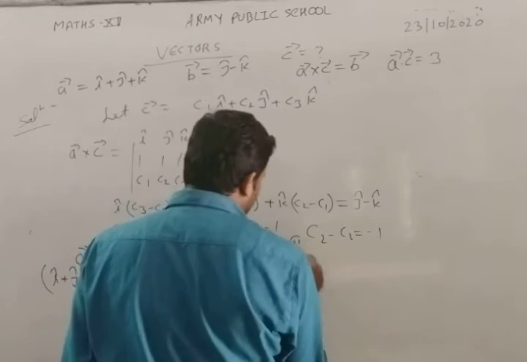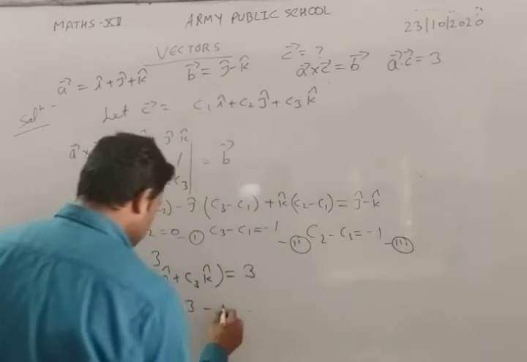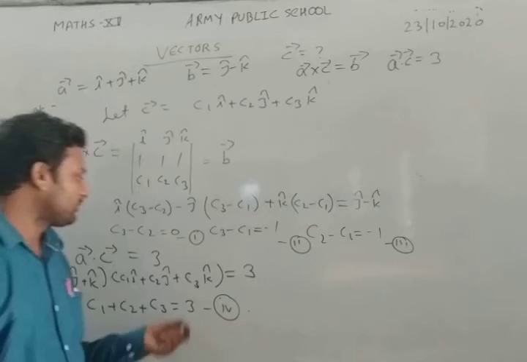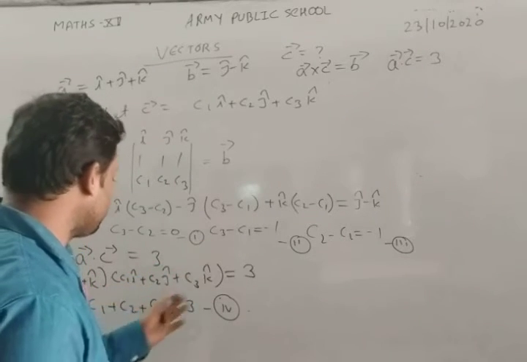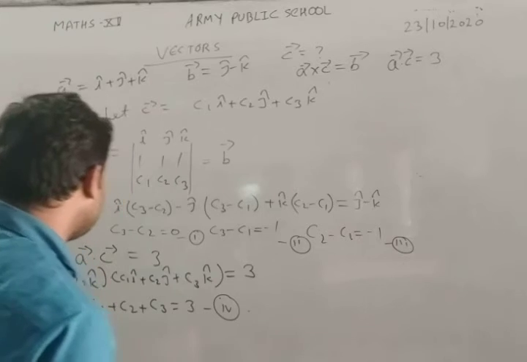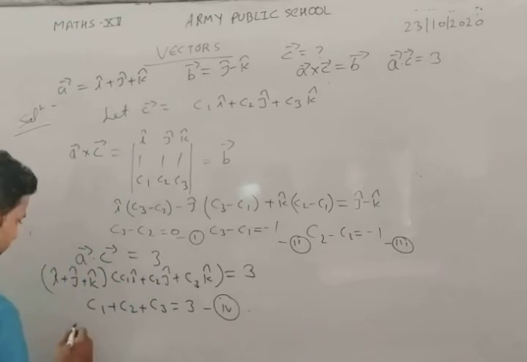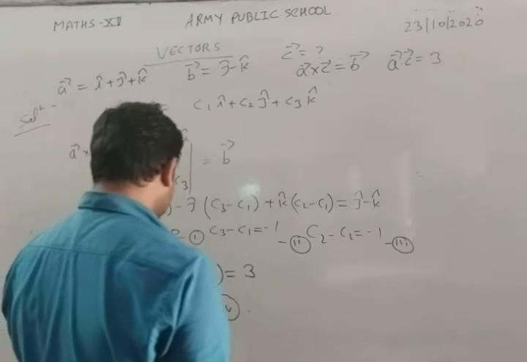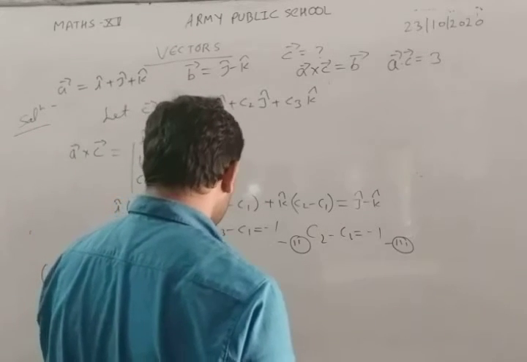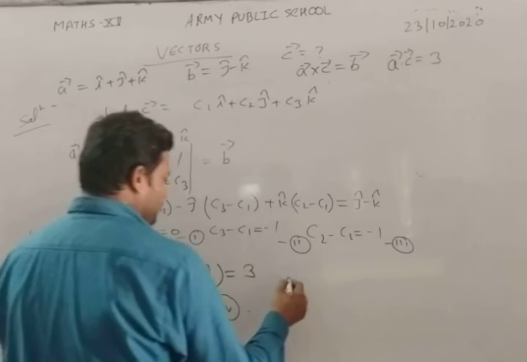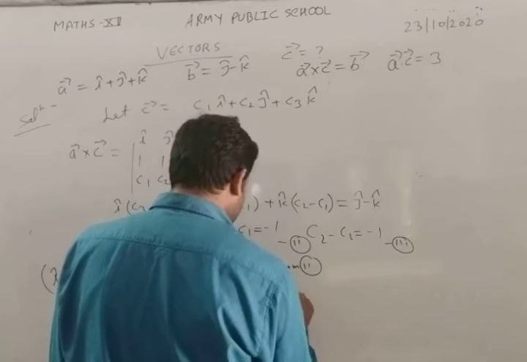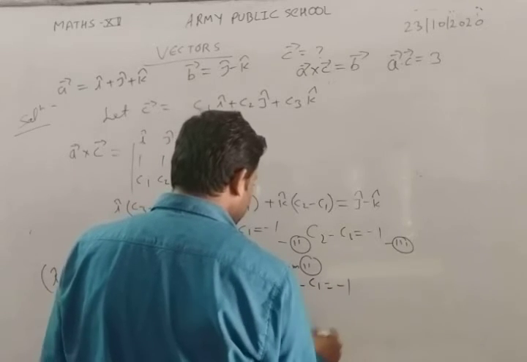Okay. Now these are equations 1, 2, 3 and 4. We will find the values of C1, C2, C3 from these equations. Okay, let us start from 1. We get C3 is equal to C2. Okay. Now from 2, we put C3: C2 minus C1 is minus 1.